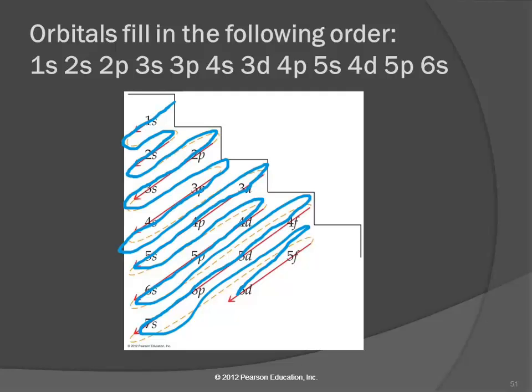So this is one way to remember the order. The other way, like I kind of hinted at, we're going to see on the periodic table. And so I don't do that. I look at the periodic table and it tells me what order they're in. And I will show you how the periodic table can tell you.